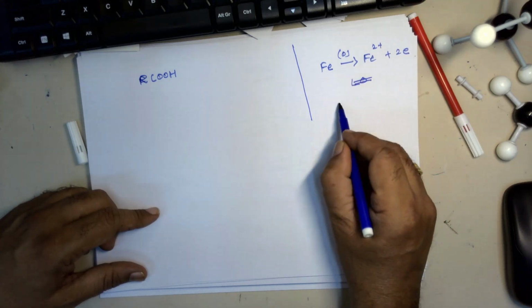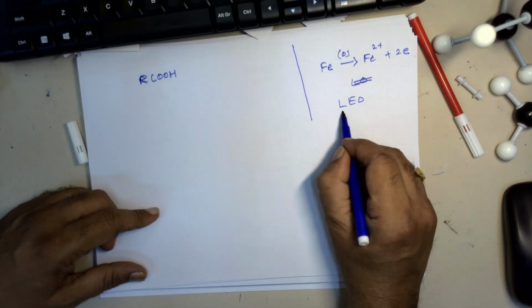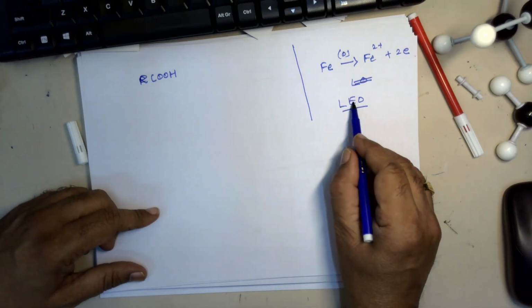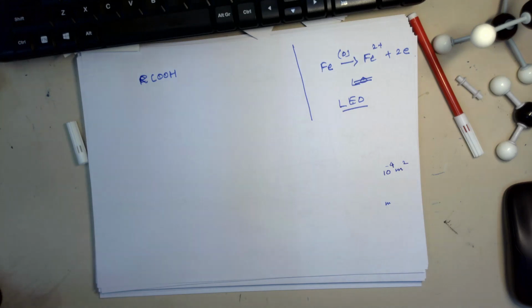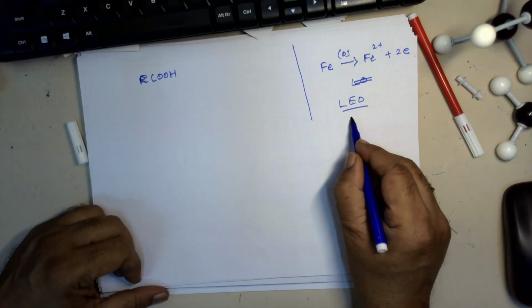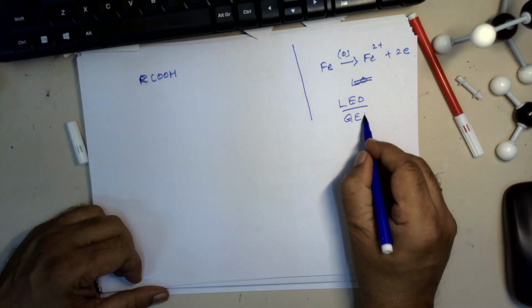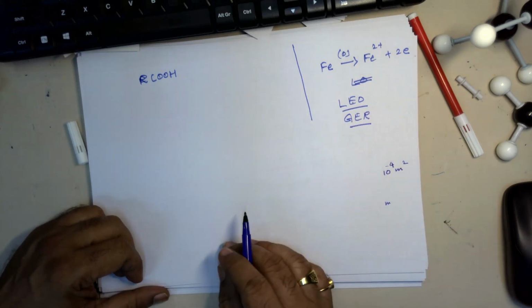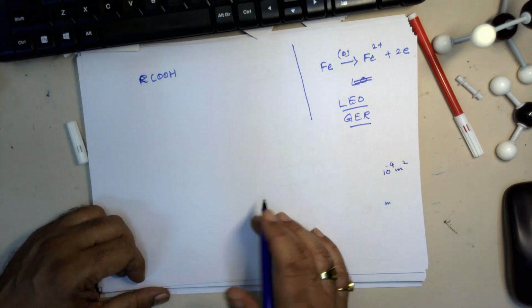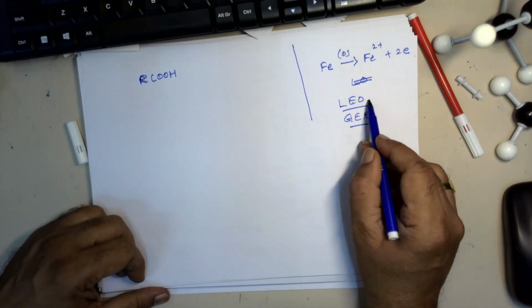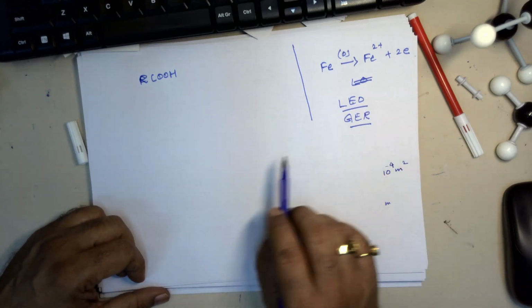You can simply remember this by LEO. LEO means loss of electron is oxidation. Remember like this. And similarly, that is gain of electron. Gain of electron is reduction. So you can mention like this. So LEO-GER, loss of electron is oxidation, gain of electron is reduction.